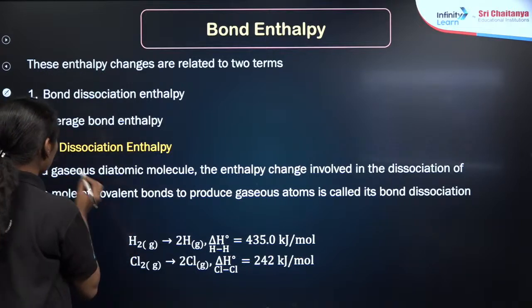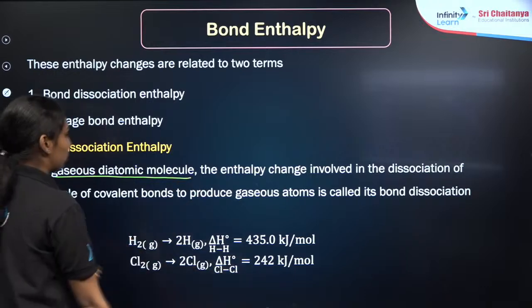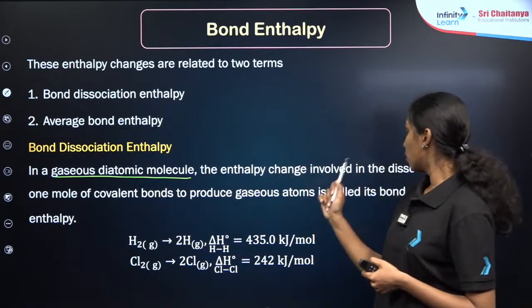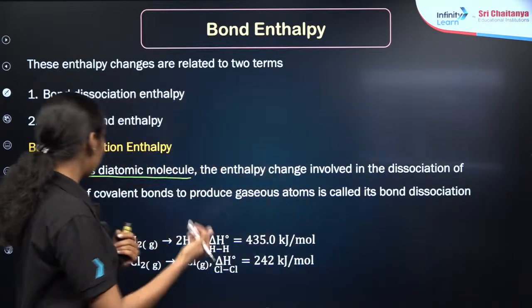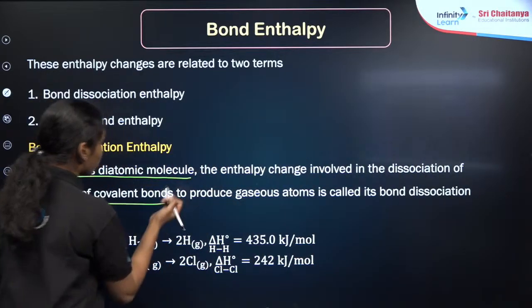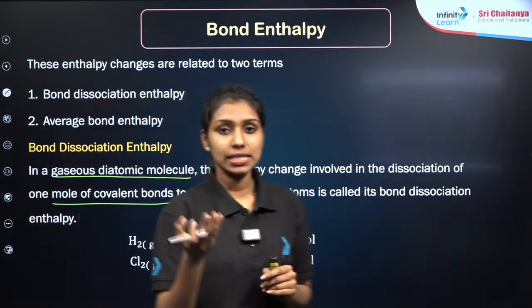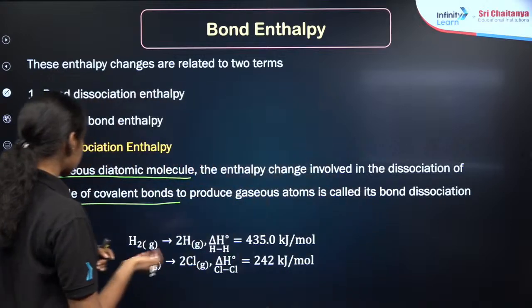Bond dissociation enthalpy can be defined as follows: in a gaseous diatomic molecule, the enthalpy change involved in the dissociation of 1 mole of covalent bonds to produce gaseous atoms is called bond dissociation enthalpy. Simply, it is the enthalpy change that happens whenever a bond dissociates. Right? These are the examples.